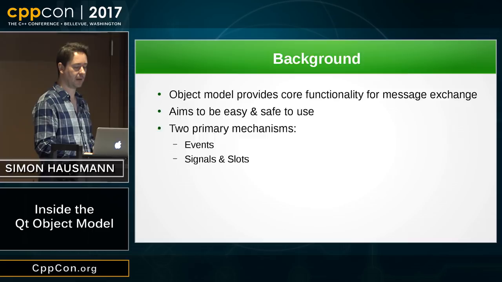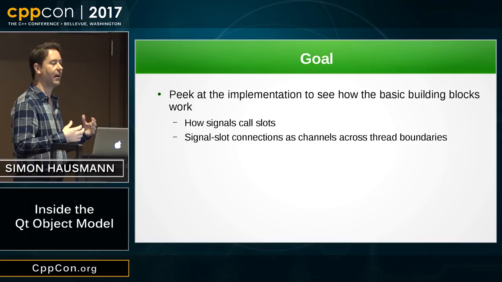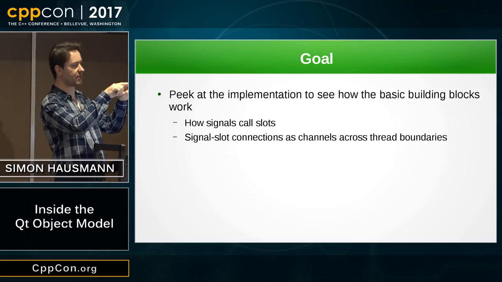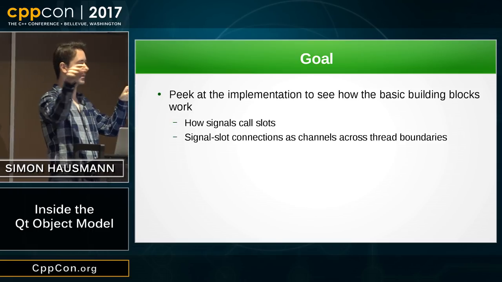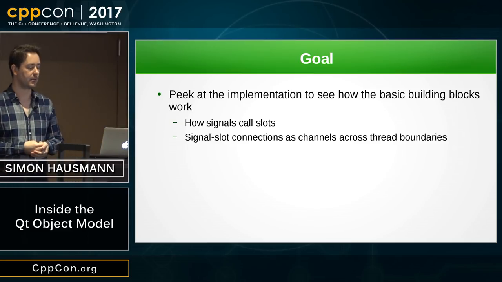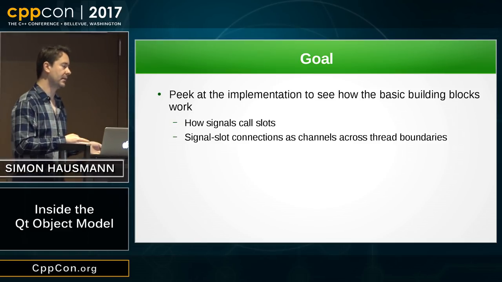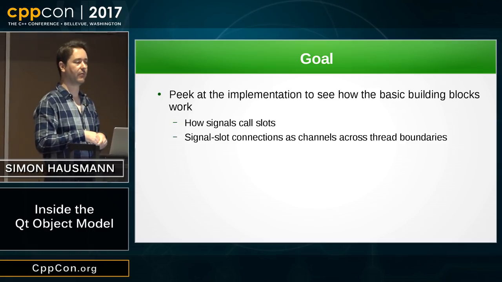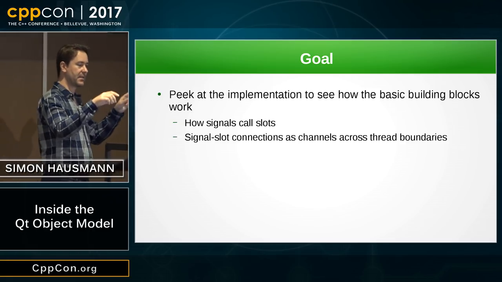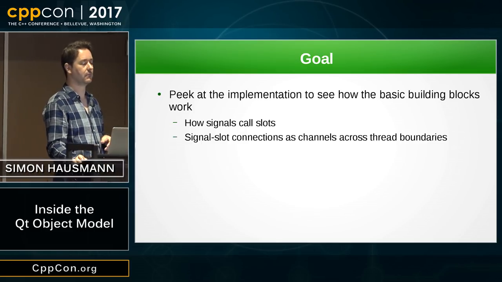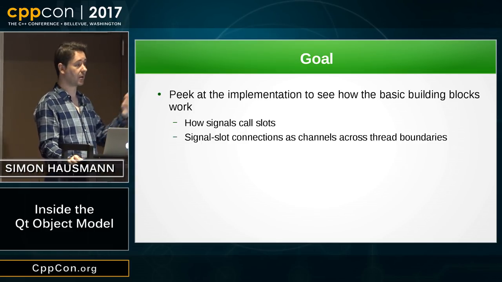What I would like to talk a little bit about is peeking into how those things work. So what happens from emitting a signal to calling a slot, what's involved there. And the second thing I want to look at afterwards is that this actually turns out to be a very powerful mechanism for making objects pass messages to each other, not only within one thread, but across threads.